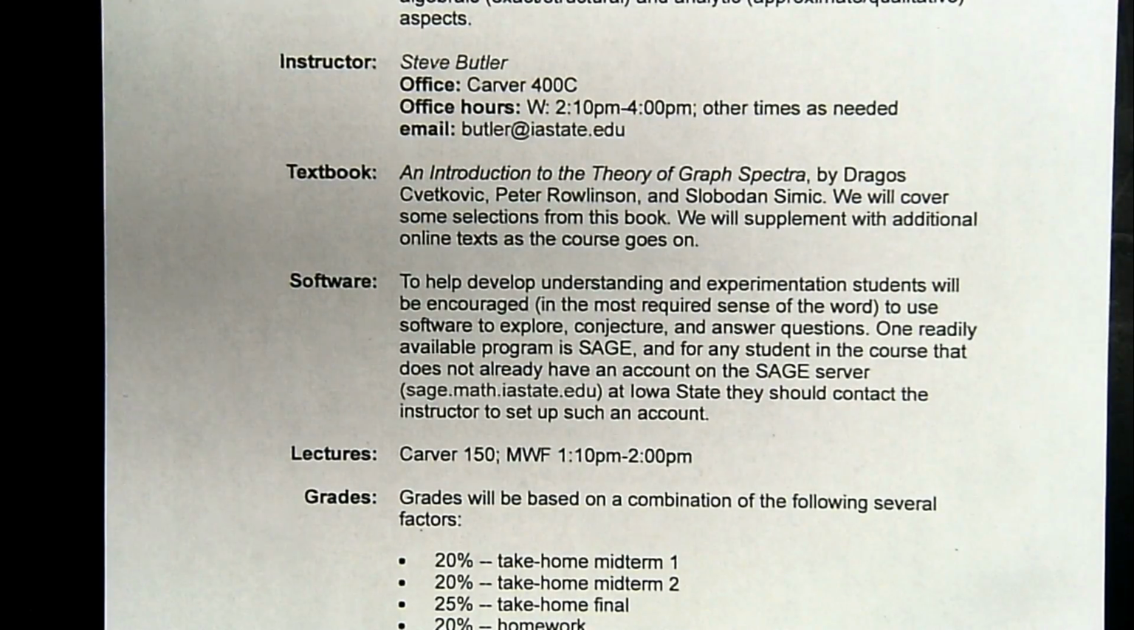Software: students are encouraged, and as it says here, in the most required sense of the word, encouraged, to use software to explore, and they can use it to answer questions. I would recommend Sage. You can get a Sage account on Sage Math Cloud for free. You can also get a Sage account from the Iowa State Sage servers for free. The advantage for the Iowa State Sage server is you can run a computation that goes for a couple days and they don't complain. If you go to the cloud, if you go for more than a couple of minutes, it complains and it'll stop you. So there's an advantage to staying local.